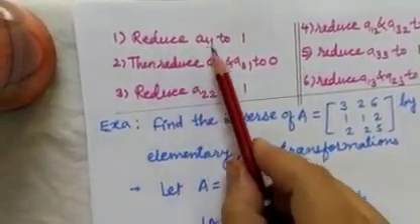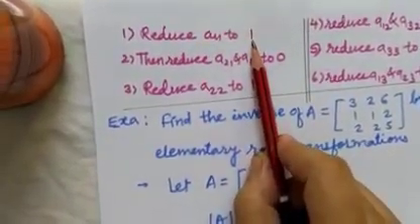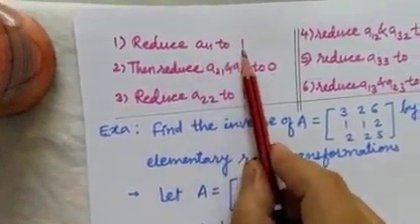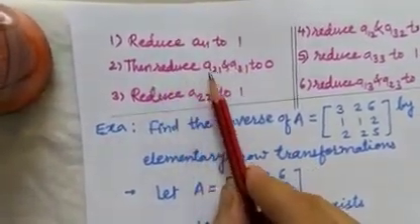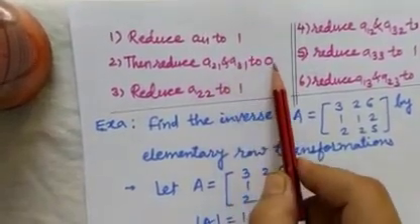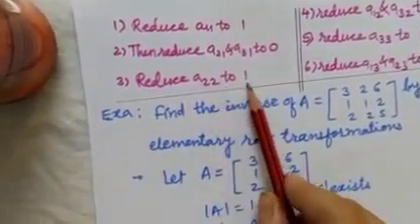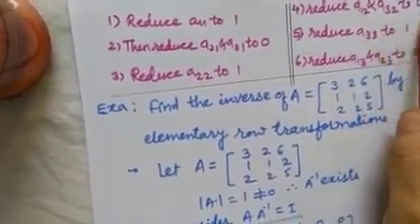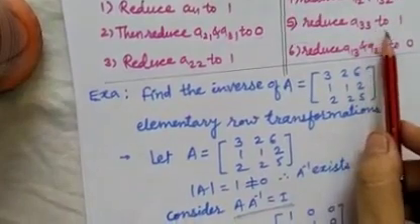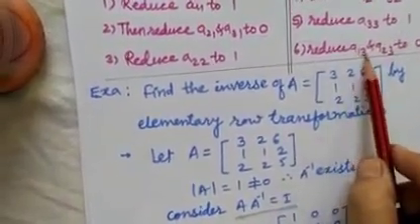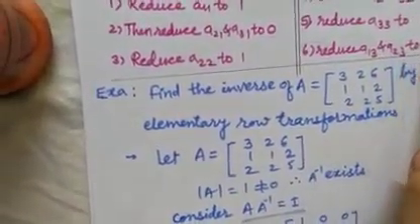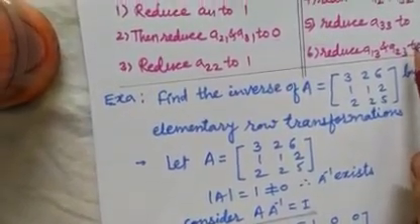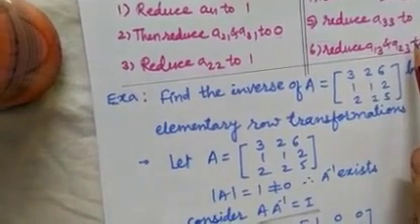Reduce A11 to 1. You know very well the positions I just said. Reduce first A11 to 1, means the first element should be 1. Then reduce A21 and A31 to 0. Reduce A22 to 1. Next step, reduce A12 and A32 to 0. Reduce A33 to 1. Reduce A13 and A23 to 0. So these are the steps to remember for finding the inverse of a matrix by row transformation.